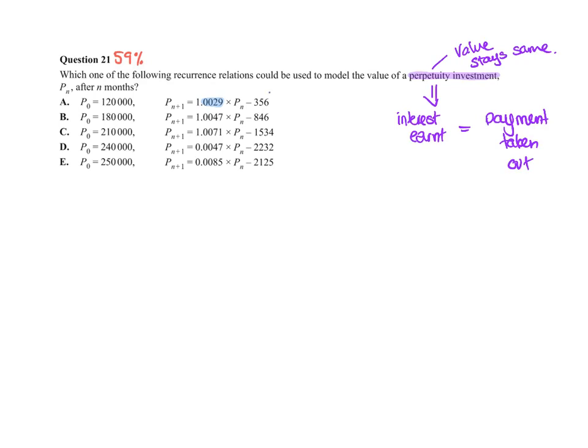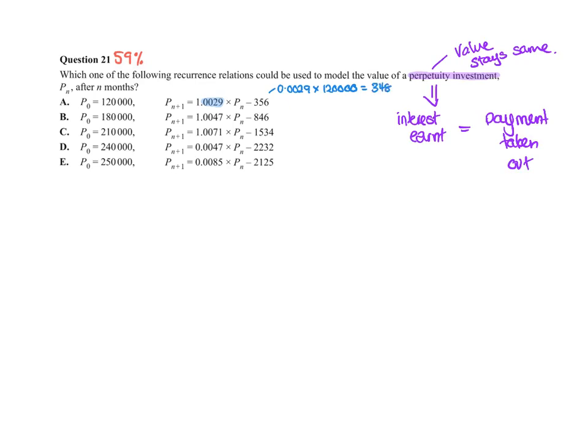So if I do 0.0029 times our amount, if it's a perpetuity, you should get it to be 356. But when you do that, you actually get 348. So it's not that one.